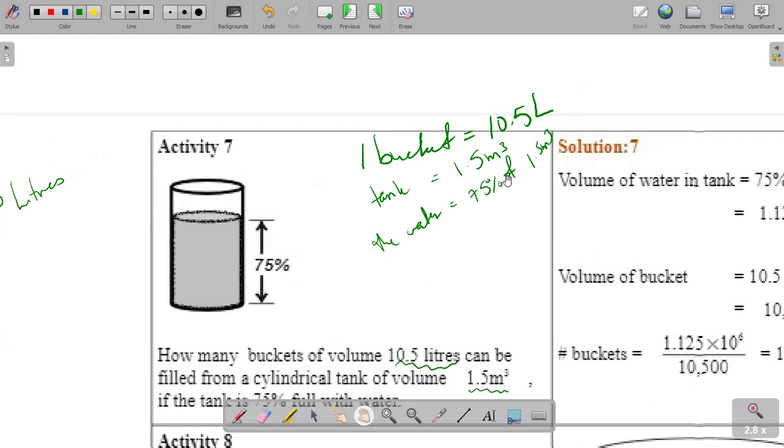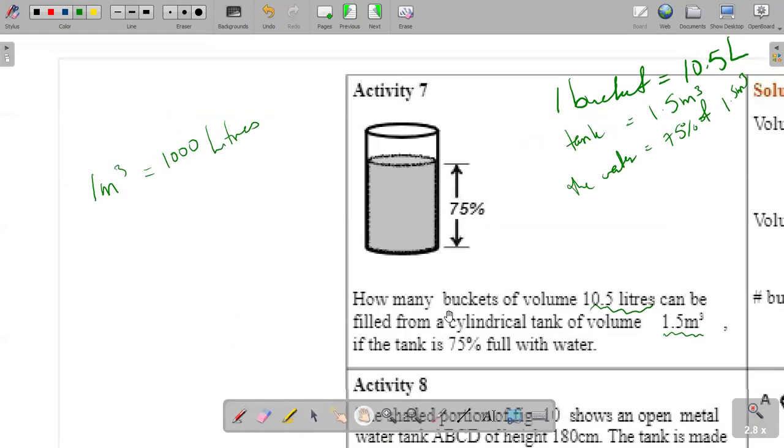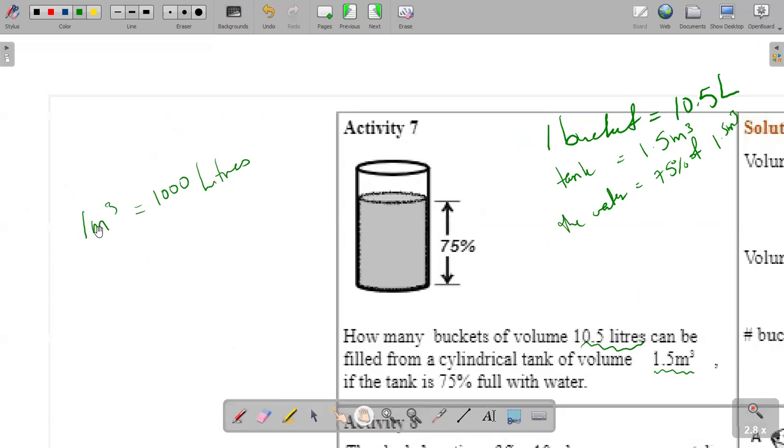What do I notice about all 3? All of them are in different units. One is a percent, one is in meters cubed, one is in liters. So we need to have all of them in the same unit, right or wrong? The first thing I would do is change the meters cubed to liters. And we know how to do that. All we have to do is multiply by 1,000, because we're going from smaller to bigger.